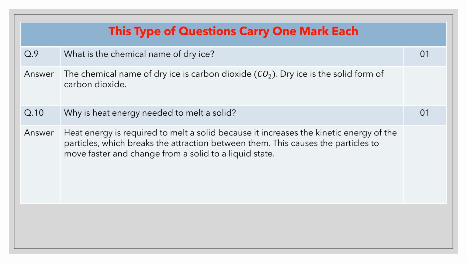Question number 10 is, why is heat energy needed to melt a solid? Answer to this question is, heat energy is required to melt a solid because it increases the kinetic energy of the particles, which breaks the attraction between them. This causes the particles to move faster and change from a solid to a liquid state.